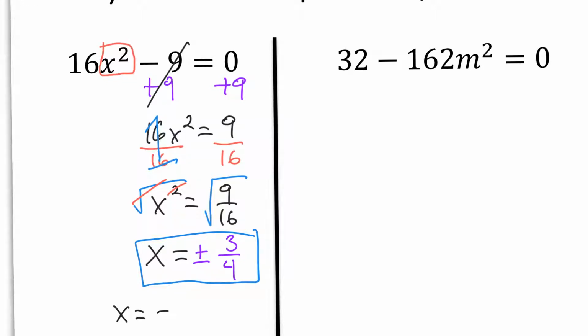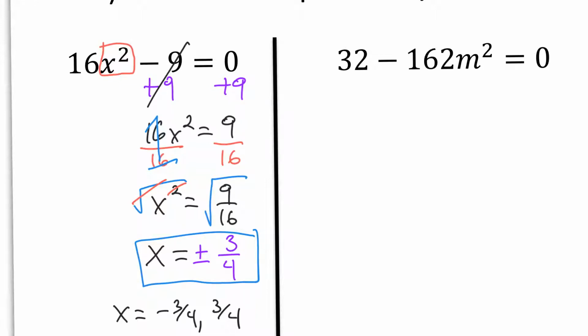Yes, you can. You can put negative 3 over 4, comma, positive 3 over 4. So you guys have two answers, but like I said, you can leave your answer in this format. Just make sure you have the plus and the minus. If you don't have the plus and the minus, you are missing one of the answers because you're only going to have the positive number but not the negative. So make sure you put the plus and the minus.